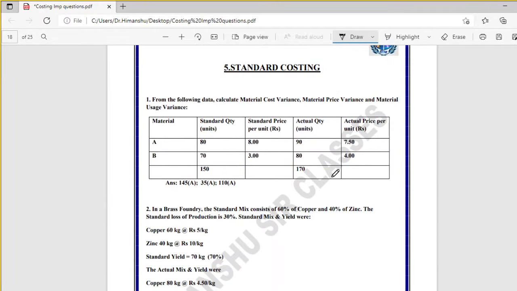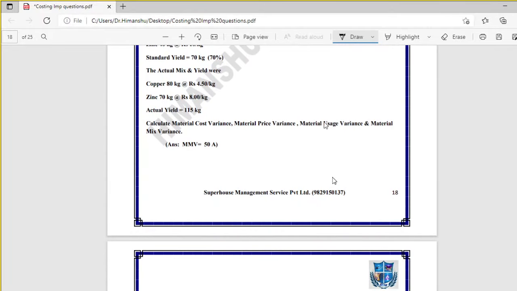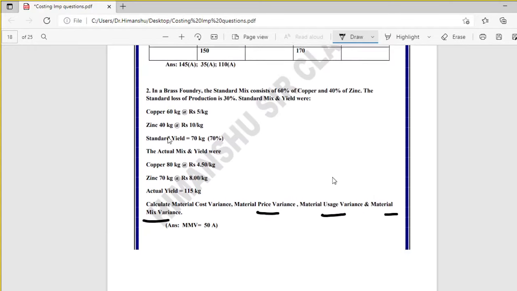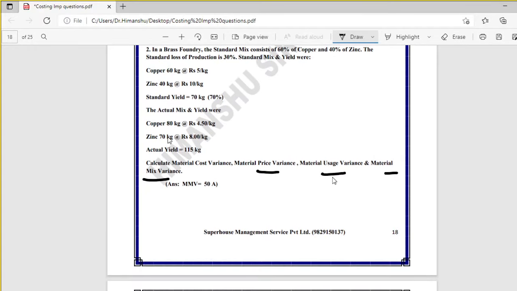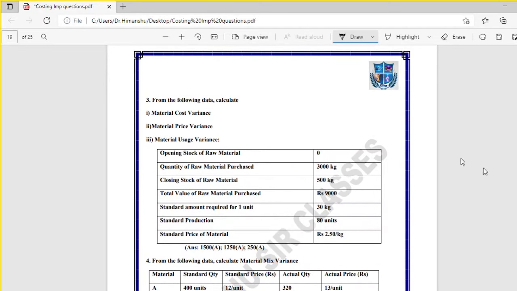Moving on to the problems of standard costing. Now that's an easy one. Problems involving material cost variance, price variance, material usage variance, material mix variance. So must do problems related to brass foundry. Then formula involving opening stock plus purchases minus closing stock.